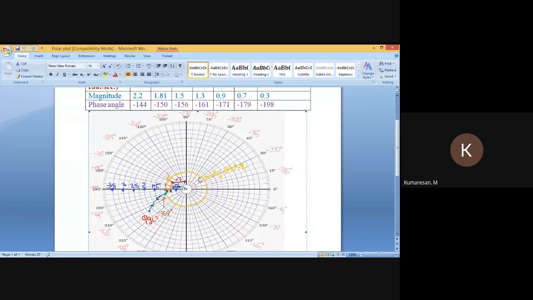For the first blue circle I take 0.5, the second circle 1, third circle 1.5, fourth circle 2, fifth circle 2.5, sixth circle 3, then the seventh circle 3.5. So this depends upon our requirements. Okay, we have the lowest magnitude 0.23 and the highest magnitude 2.2.